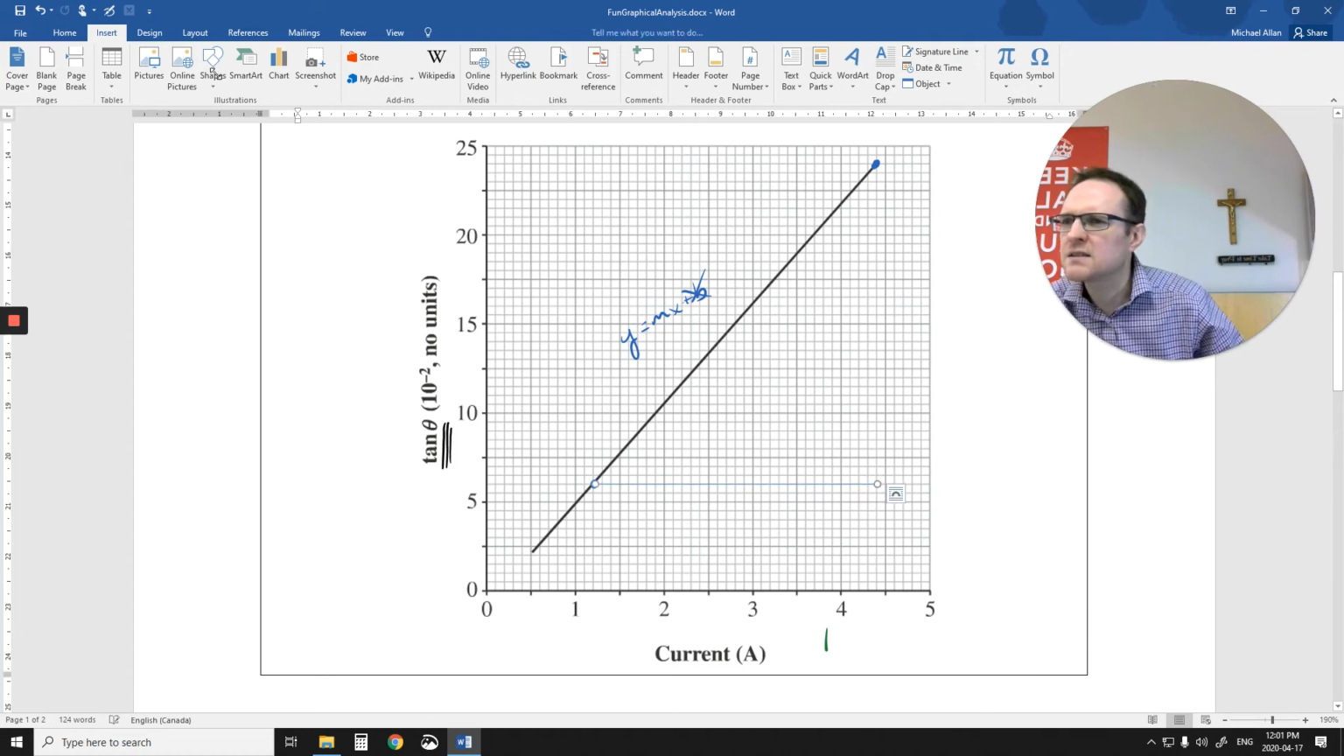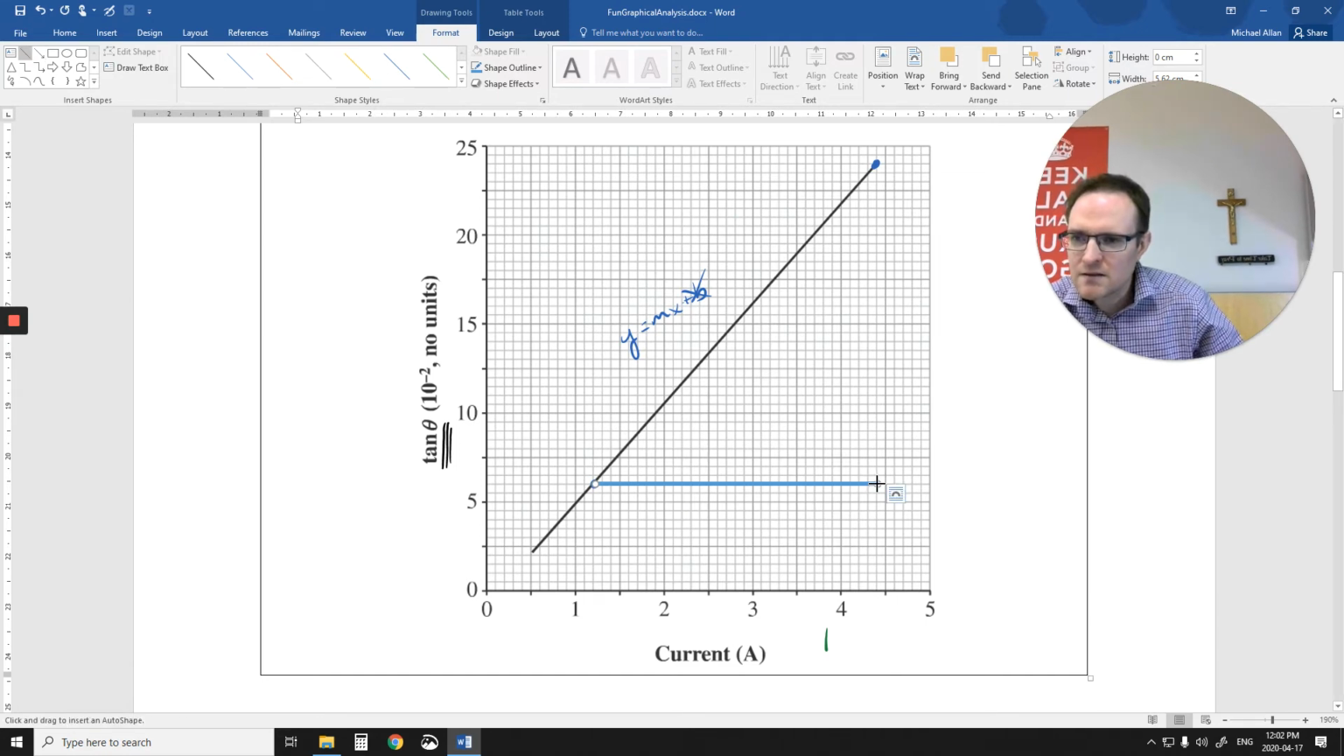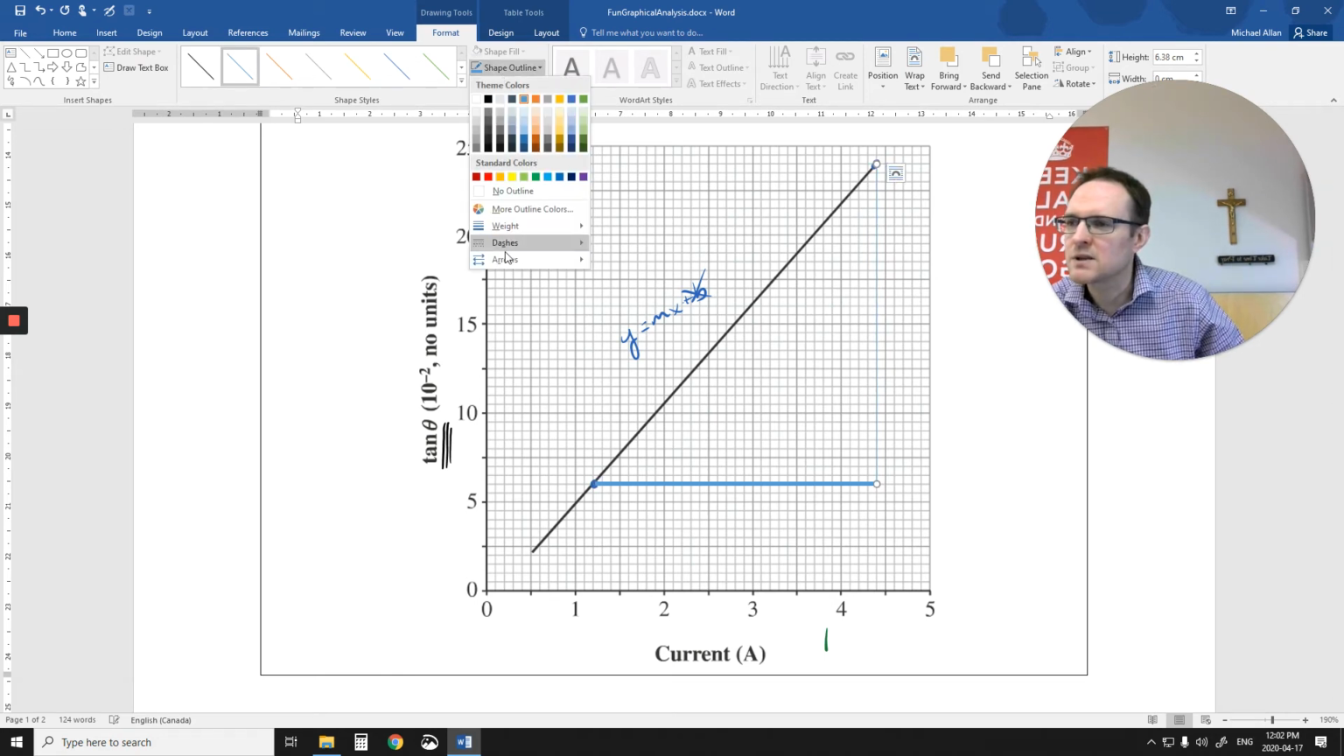It's a bit thin, isn't it? Make it a little bit thicker. Okay, and then I'm also going to draw a line from here up to here. This makes it a little bit easier for me to read this off the graph here.